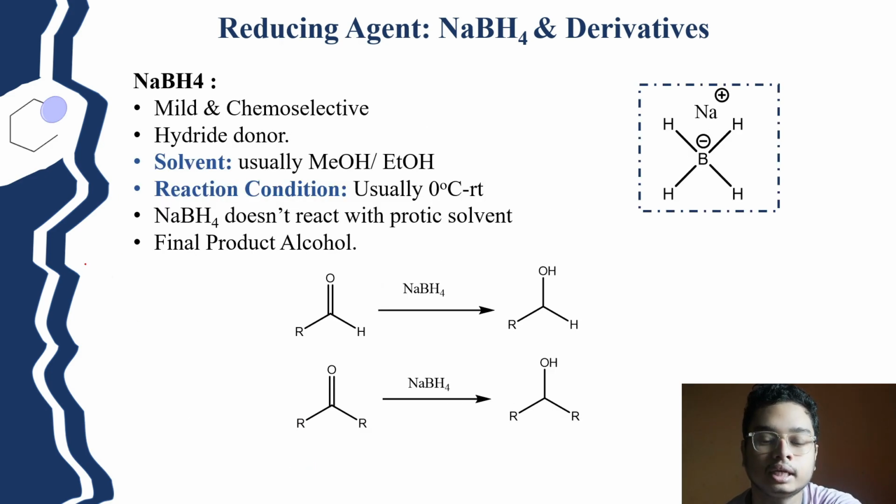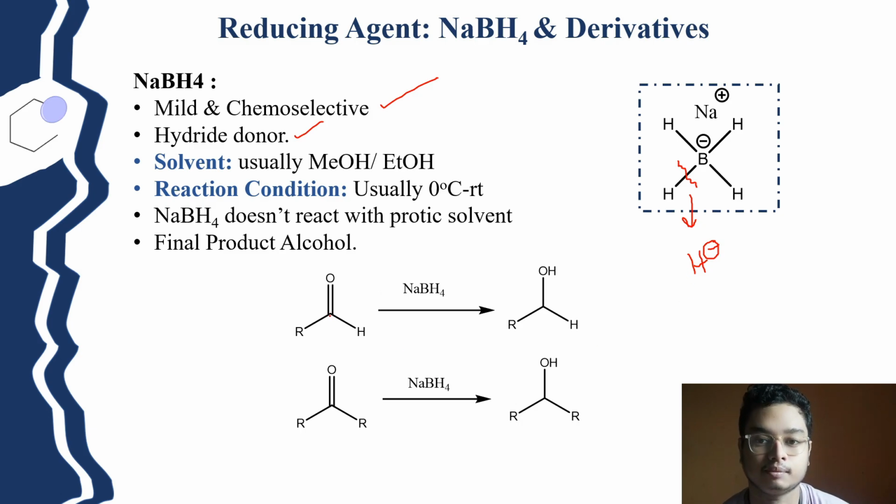So, the facts of NaBH4: it is a mild and chemoselective reagent. It mainly reduces carbonyl compounds. It is a hydride donor. If you see the structure of NaBH4, it is something like this. This particular BH bond cleaves during the reaction, which forms a hydride, H minus, and this H minus acts as a nucleophile which attacks the electrophilic carbon center.